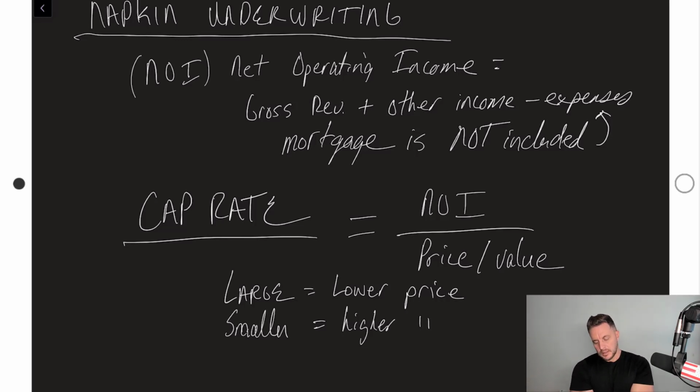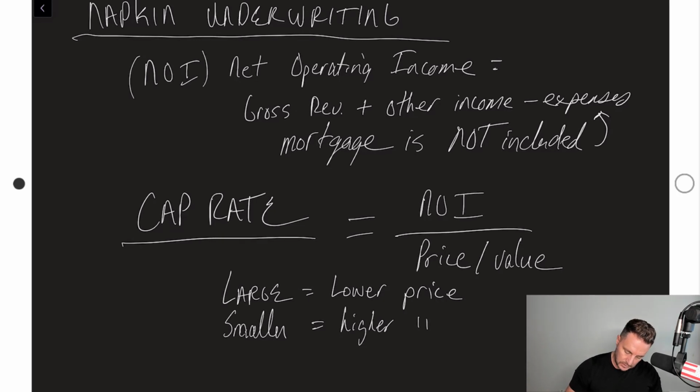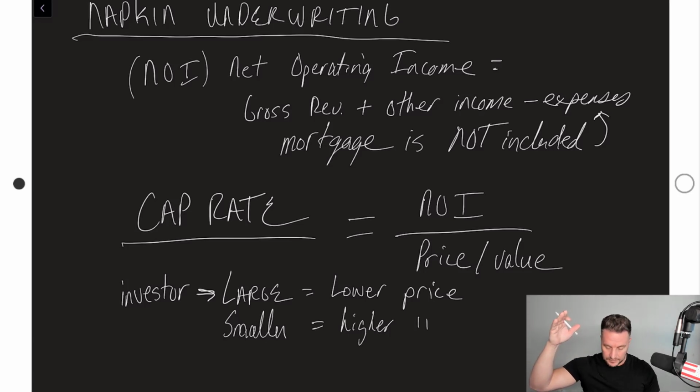Okay, so a larger cap rate means it's a lower price, right? So as an investor, you're always trying to get a higher cap rate because that means you're going to get more money back, right? If it's a 6 cap on $1 million, you get 60, instead of 50. But as a seller, you always want to have a smaller cap rate. Because the smaller the cap rate, the return you're going to give the guy, the more money you get.